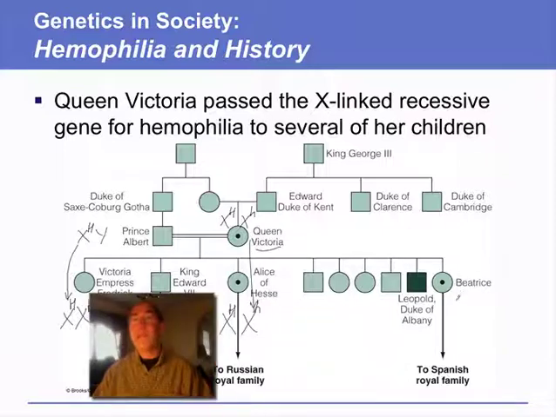Beatrice is also a carrier in the same way, and Leopold actually has the trait. So he has X little h and the Y. The Y obviously came from his father, Prince Albert, and the X little h came from his mother.